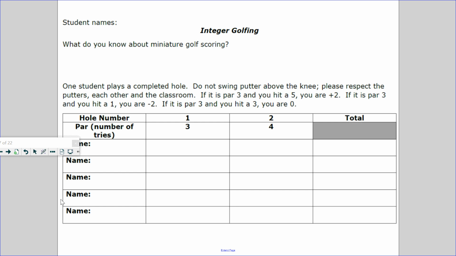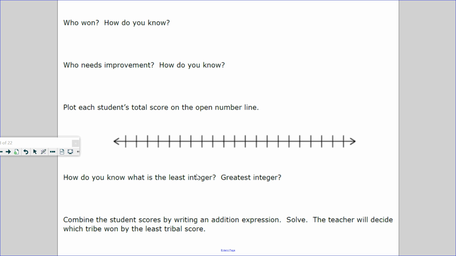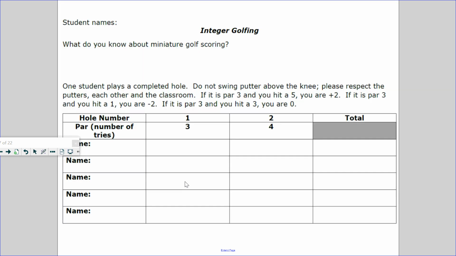So you're going to write your names, then you're going to calculate your score, and then we're going to figure out which student won, who needs more improvement, because we're not going to say who lost, we're going to say who needs more improvement. Then we're going to plot the different students' scores on this open number line, and then you're going to tell me what is the least integer, the greatest integer, and then you're going to combine all these scores, and we're going to see which team won.